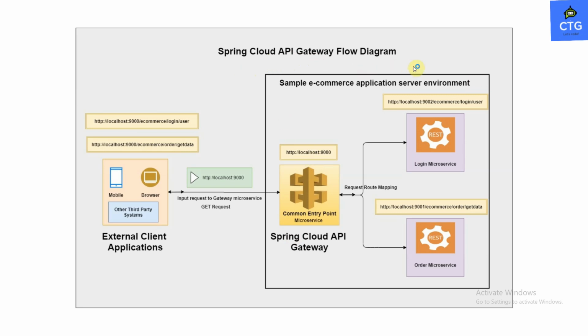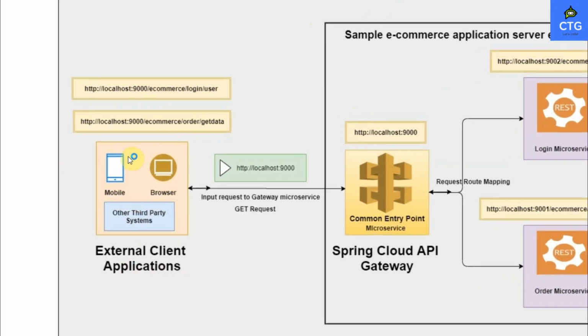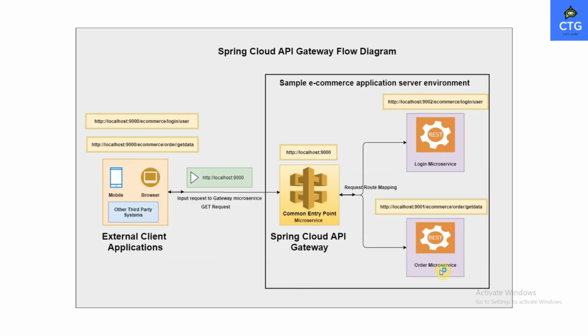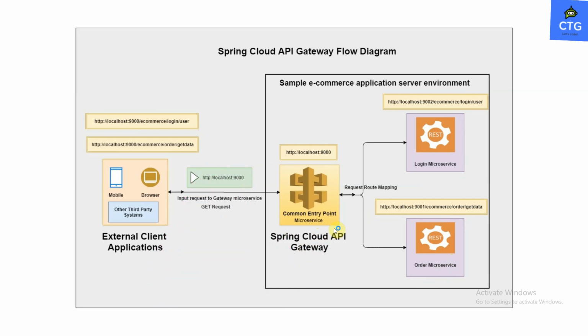This is the sample flow diagram of one e-commerce application. Here we have an external application. This external application can be either a mobile, a browser, or any other third-party system. Here we have a simple e-commerce application server environment. As you can see, there is a common microservice entry point that is called Spring Cloud API Gateway. Basically, it's built upon Spring Cloud, the framework which is provided, and then we have two microservices: login microservice and order microservice. Let's consider, if this API gateway is not there, what will happen?